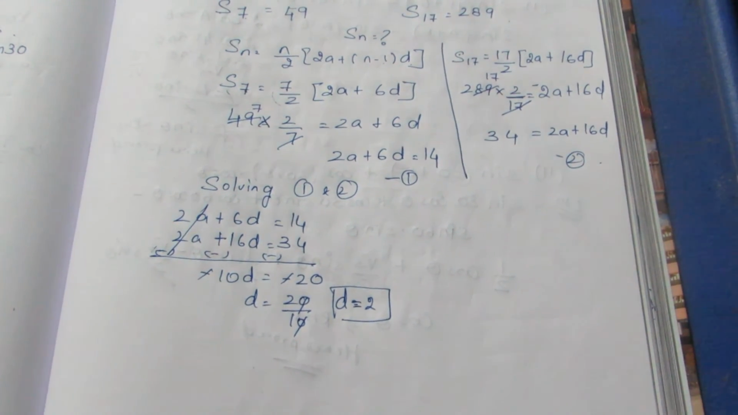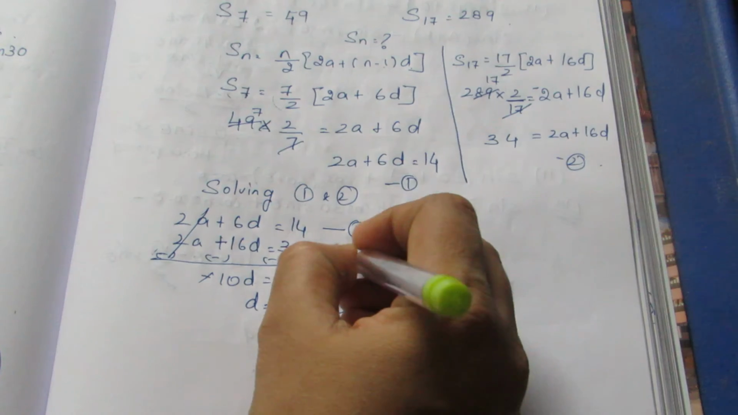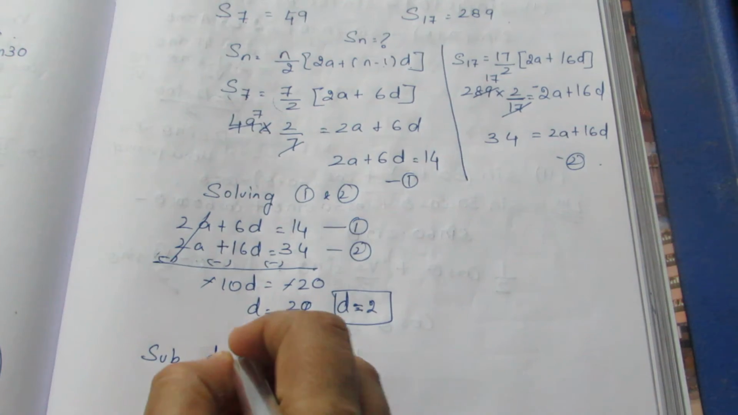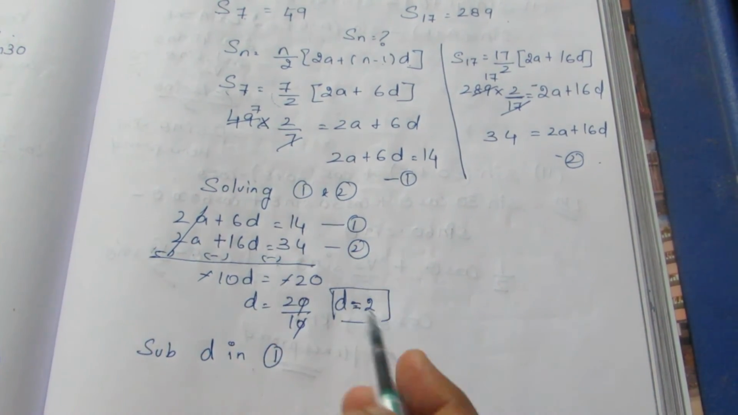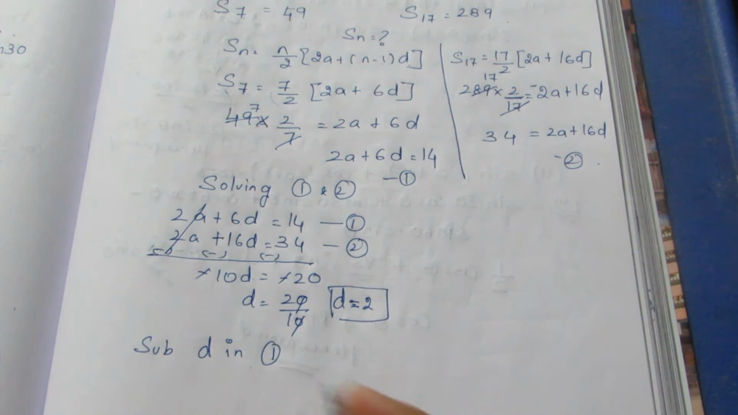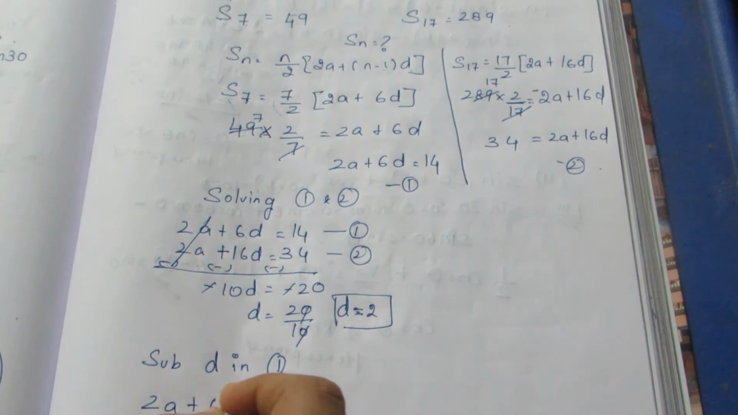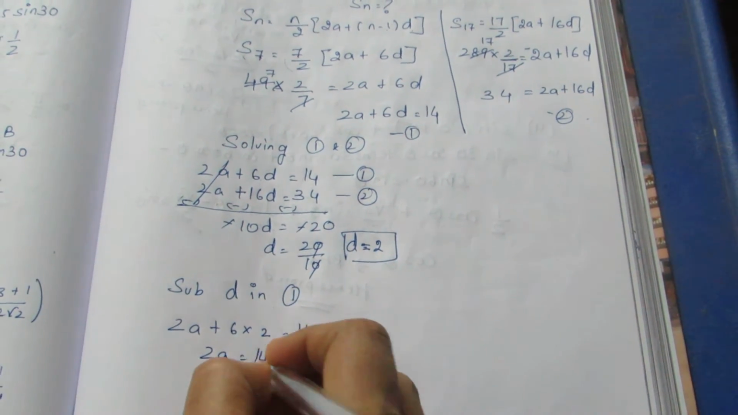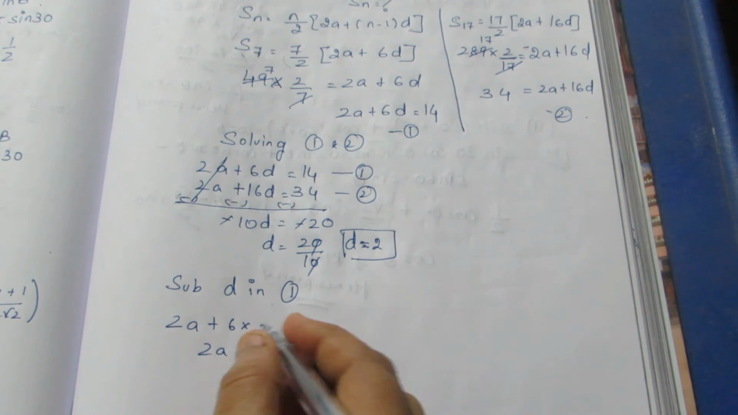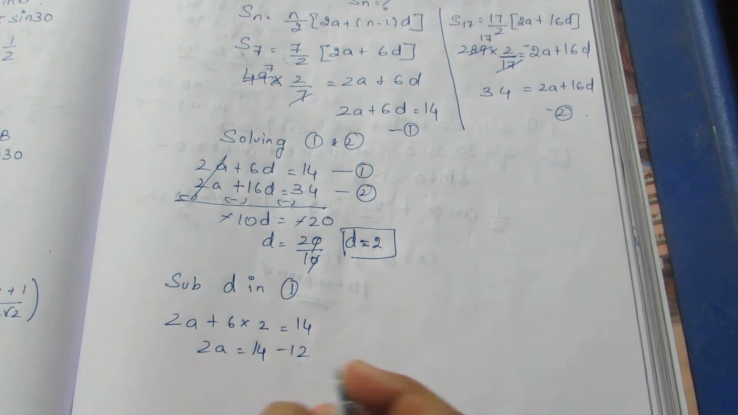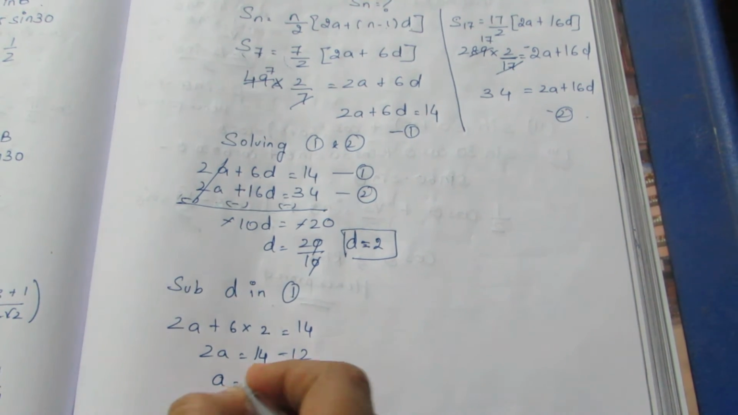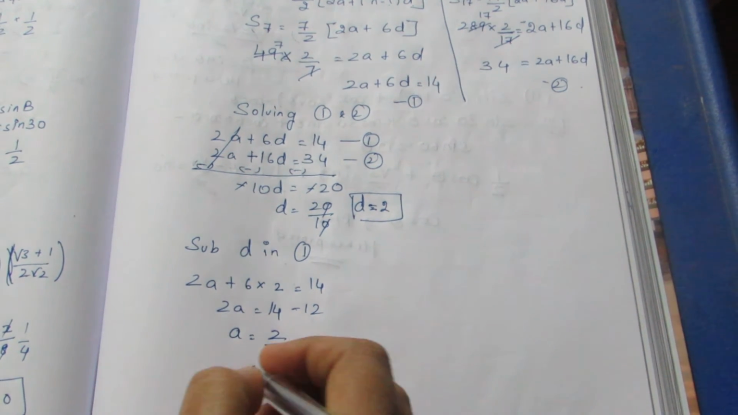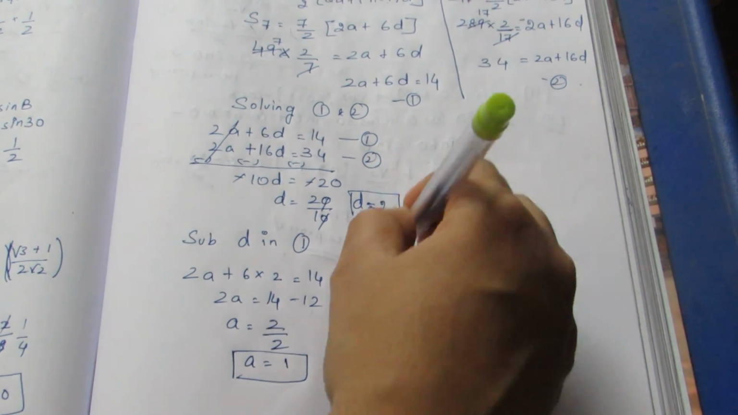Let us substitute in any equation. Always take the smaller one. So I am going to substitute d in 1. Instead of d, just substitute the value 2. 2a plus 6 into 2 is equal to 14. 2a equal to 14, here 12 will go to the other side. 6 2s are 12. I am taking 12 to the other side, it becomes minus 12. So a is equal to 2 by 2. a is equal to 1. Now we have found a and d.